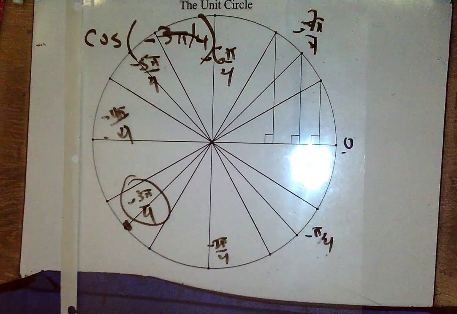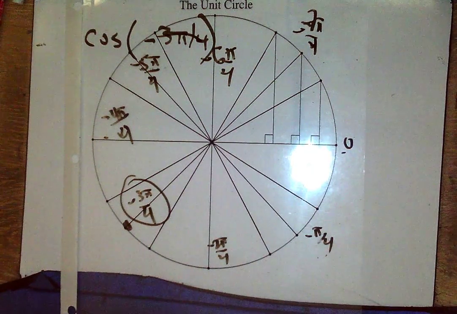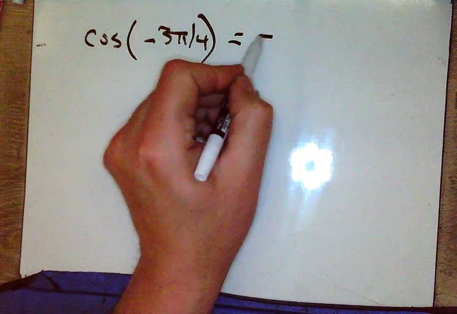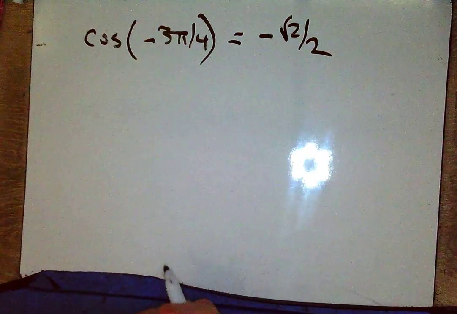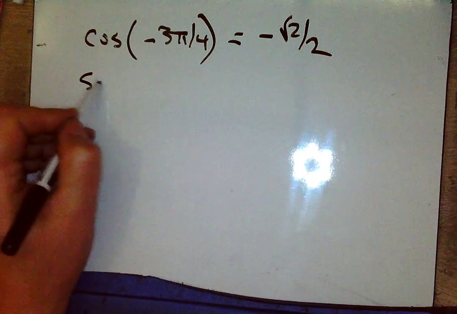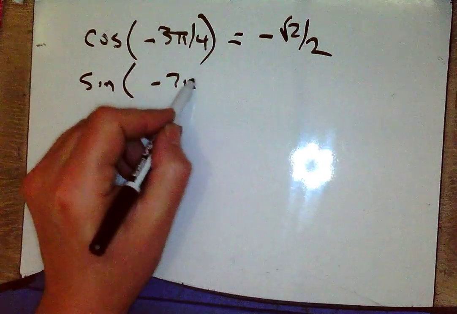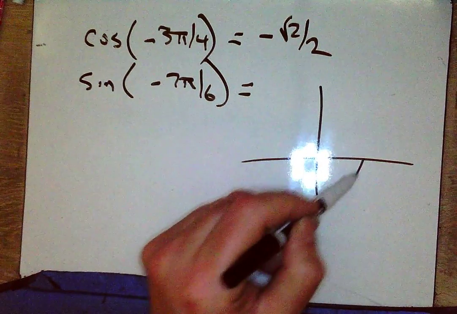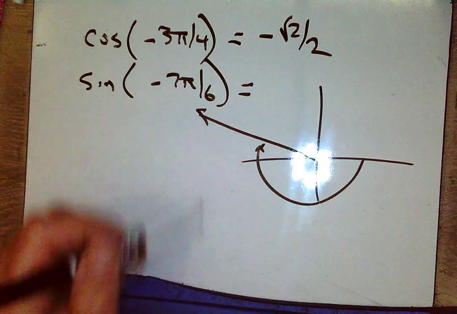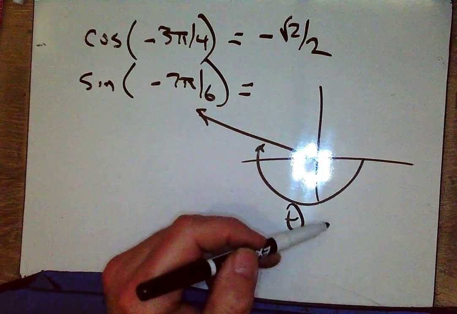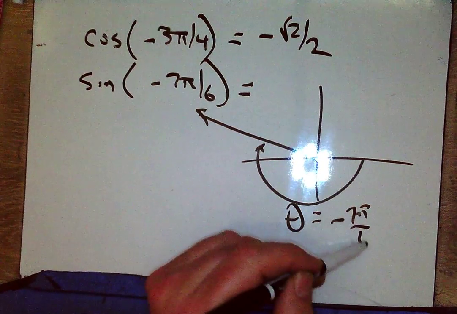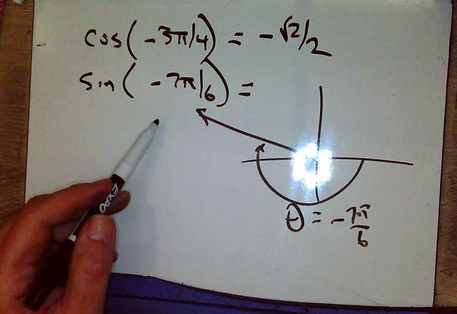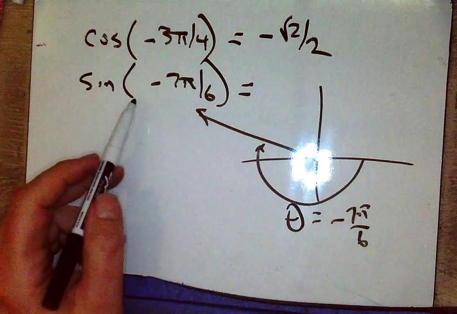Okay. Cosine of negative 3 pi over 4. The x value at negative 3 pi over 4 is negative root 2 over 2. Okay, what about the sine of negative 7 pi over 6? Feel free to think about this. What does it look like? Well, that's my data. Negative 7 pi over 6. And here we want to know the sine. What's the sine of negative 7 pi over 6?